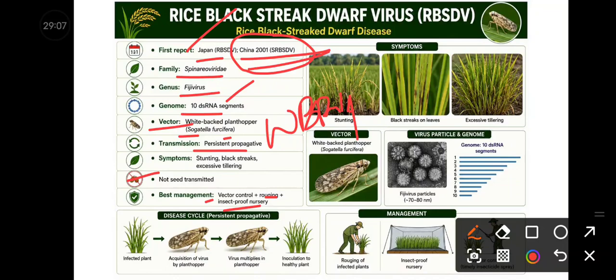So this is about this rice black streak dwarf virus, first reported in China. It is recently reported in 2003 in India. It has 10 double stranded RNA segments. Remember the vector name, WBPH. Its scientific name is Sogatella furcifera. Transmission occurs in persistent propagative manner. Okay, these points are very very important.